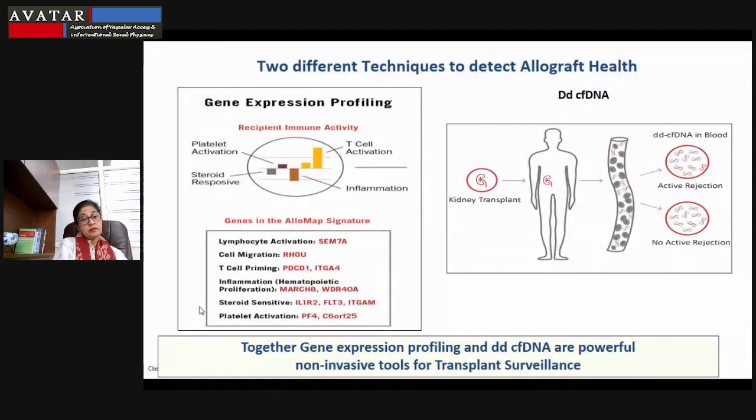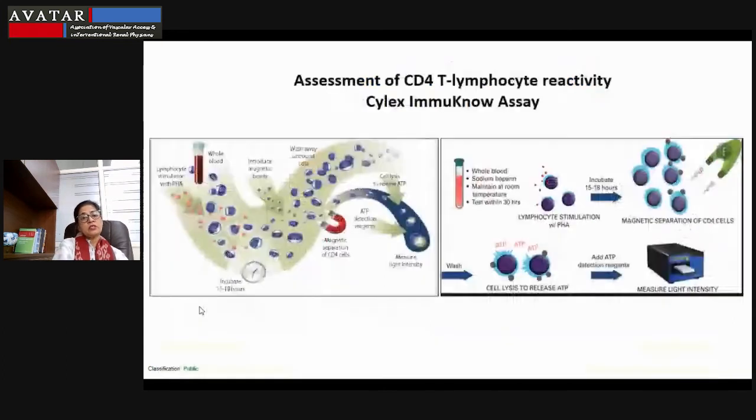The AlloMap looks at signature genes for lymphocyte activation, cell migration, T cell priming, inflammation, steroid sensitivity, and platelet activation markers. Now, this is a non-invasive test, which, when combined with donor-derived cell-free DNA, together they can be a powerful non-invasive tool for transplant surveillance. The other test we have available to us, though not in India, is the immunoassay.